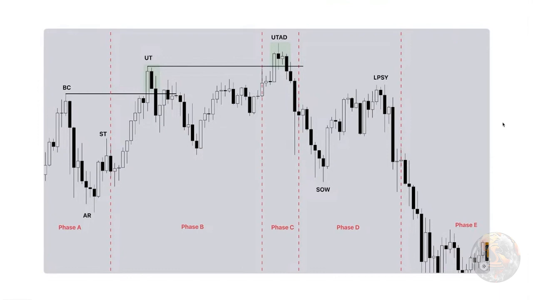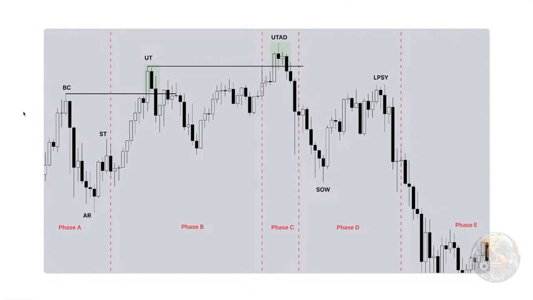Phase A to C are the most common areas to see false breakouts, and so you should look for them to occur in this area. False breaks are also most likely to occur on the first and second attempt to break out of a range, and after that it becomes more likely that we're in phase D or actually ready to break out to a new trend. So let's break that down even further.